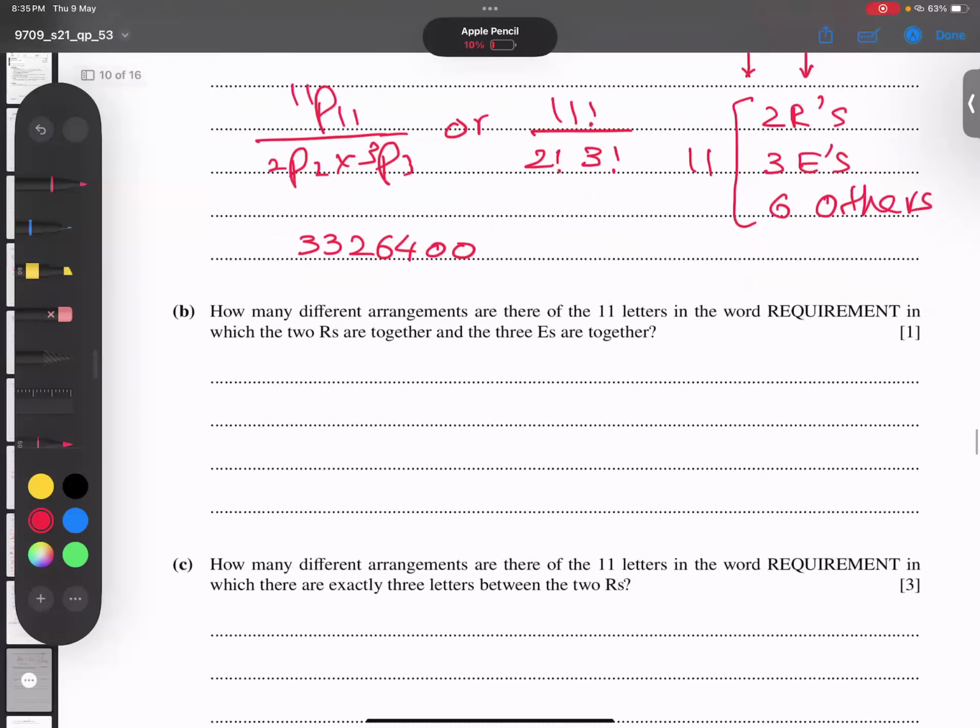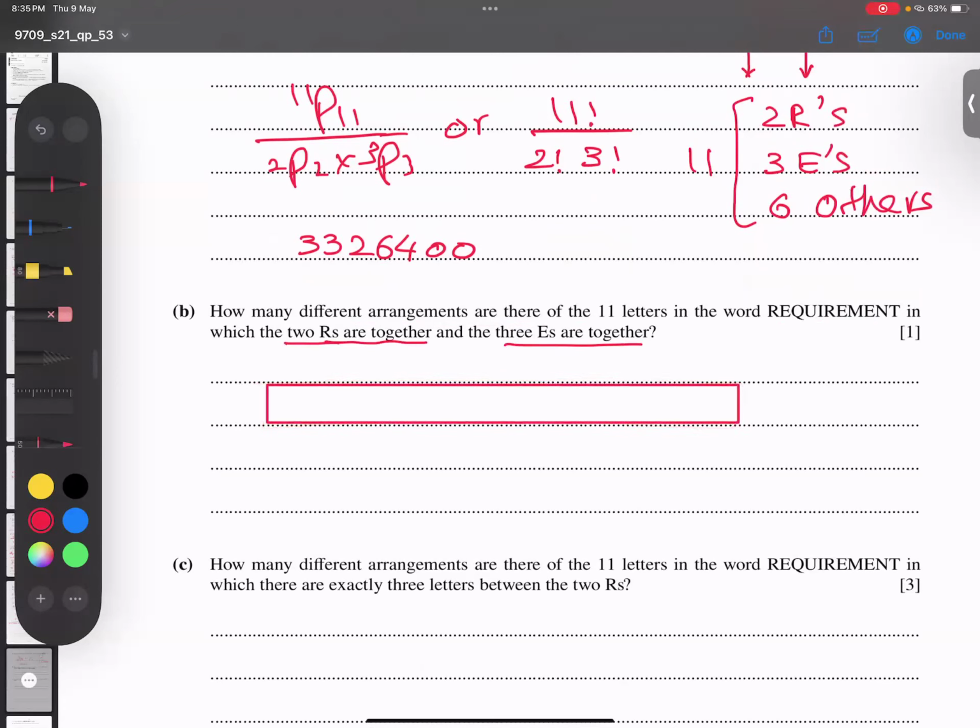Next, what do we have? How many different arrangements are there of the 11 letters of the word REQUIREMENT in which 2 R's are together and 3 E's are together? The best technique is making a table, the box method. Make 11 boxes. Count 1, 2, 3, 4, 5, 6, 7, 8, 9, 10, 11. Correct. So 2 R's are together. Let's make a plan: R's are together and E's are together. I can write anywhere, not bound here. Anywhere.